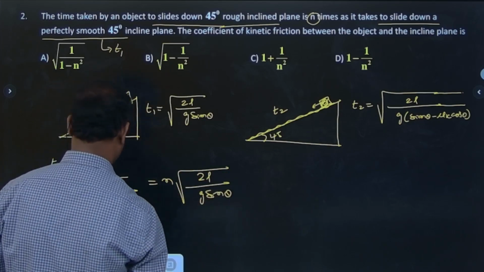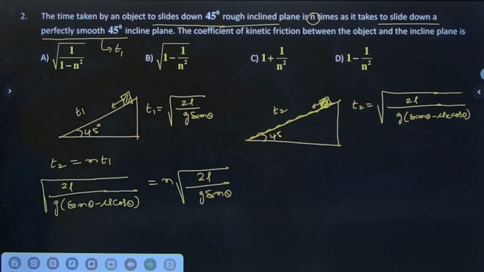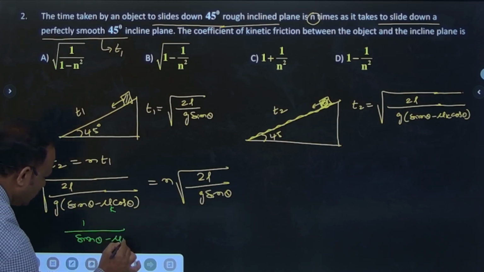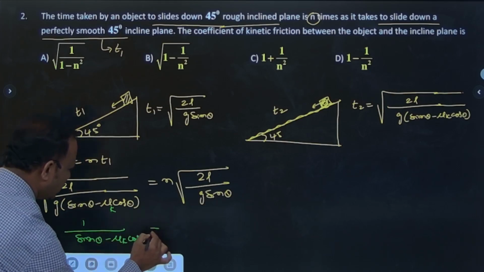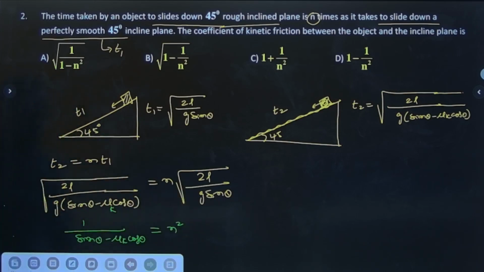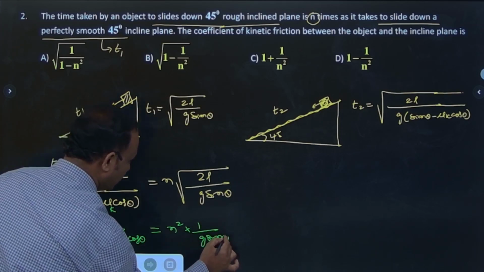So then squaring on both sides and going for the proper calculation, we will get the answer. That's what mu k is. Mu k is what? Coefficient of kinetic friction. So squaring on both sides, 2L and 2L cancel, g and g cancel. 1 by (sin theta minus mu k cos theta) is equal to n square, 2L is already cancelled, then 1 by g sin theta.